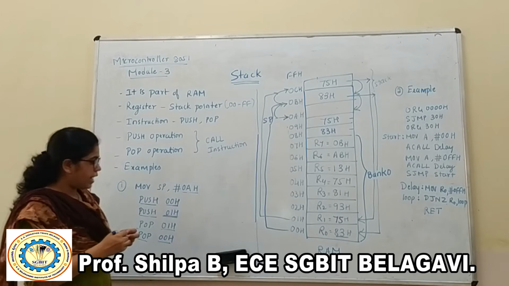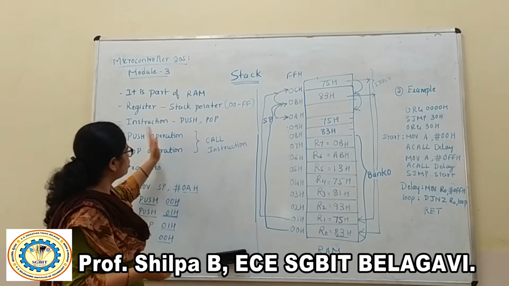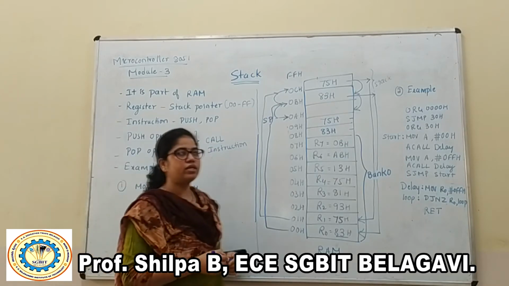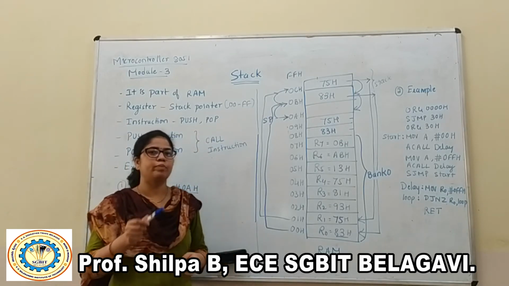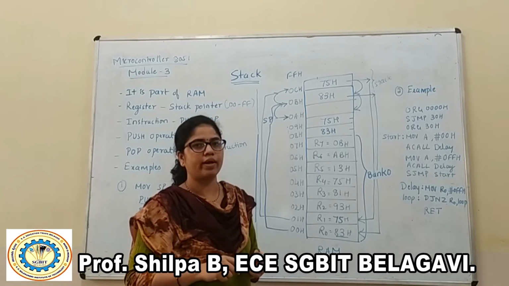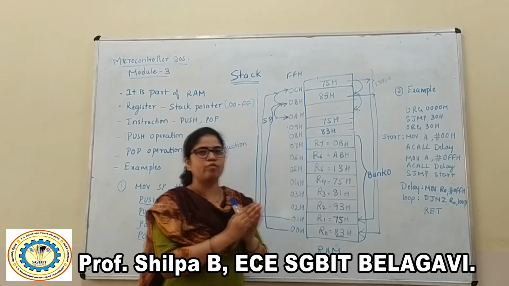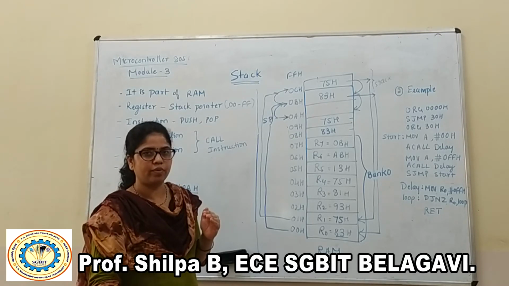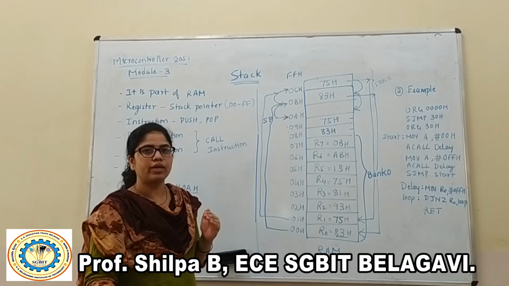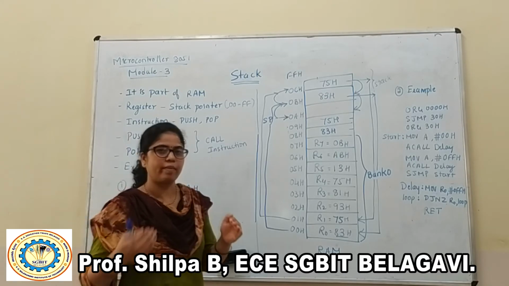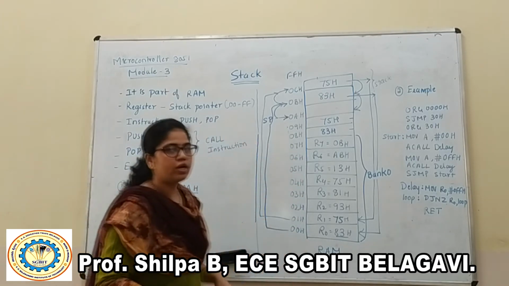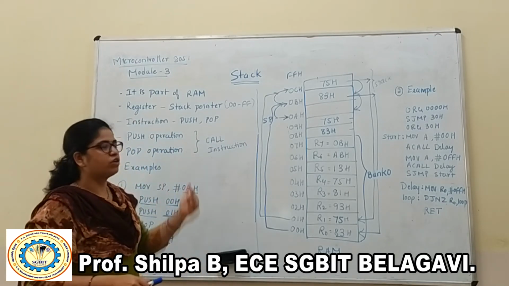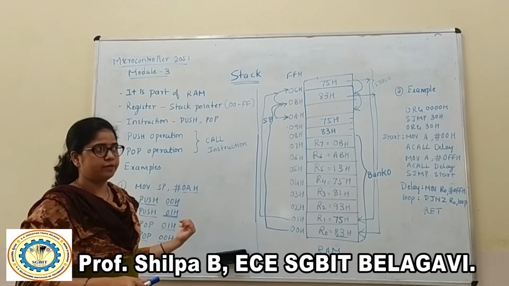As I told you, the call instruction, push and pop instructions are also involved, because whenever a call appears in your main program, it diverts from the main program to the subroutine program, executes the subroutine, and then a return appears. Whenever return appears, it comes back to the main program. This operation is also done with the help of push and pop operations, that is, utilization of the stack happens here.